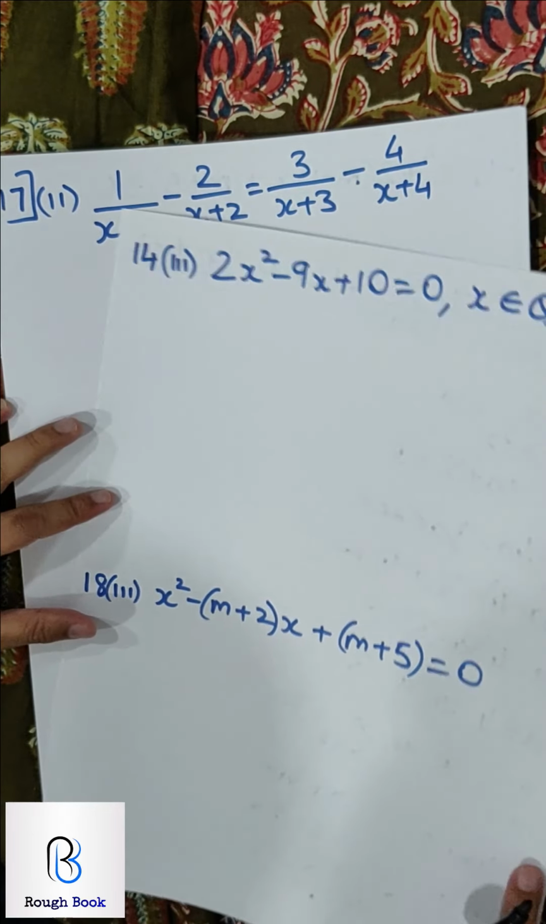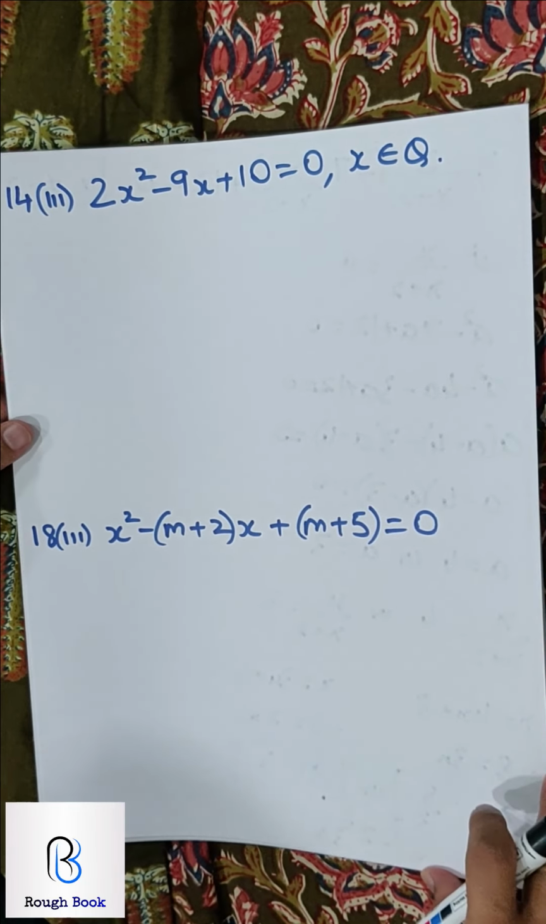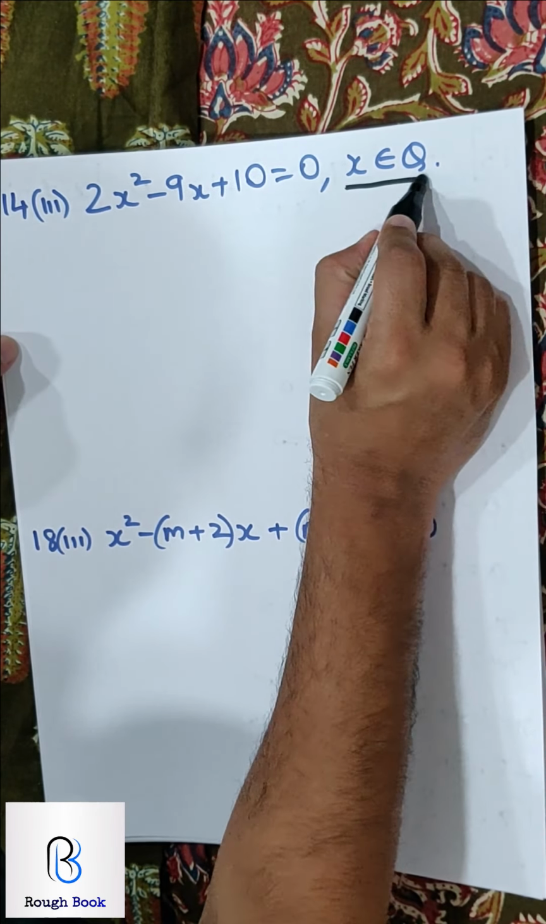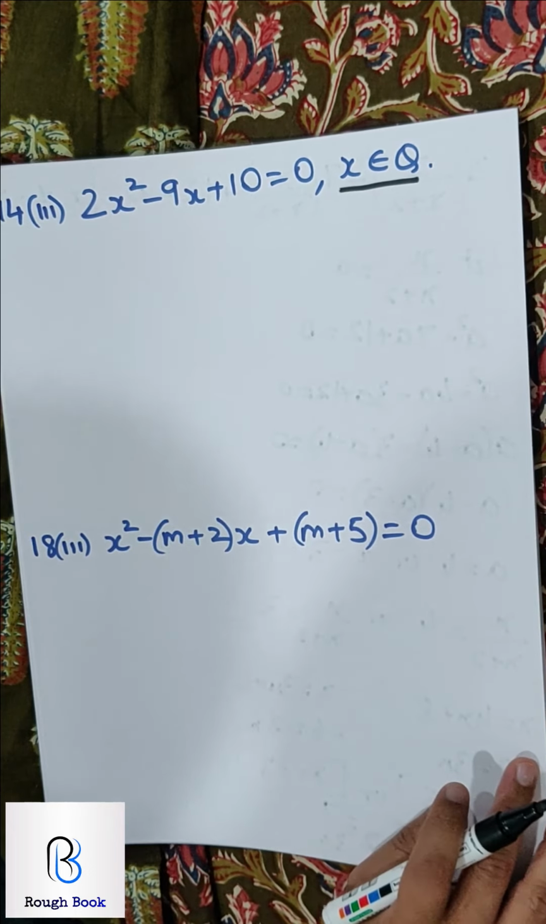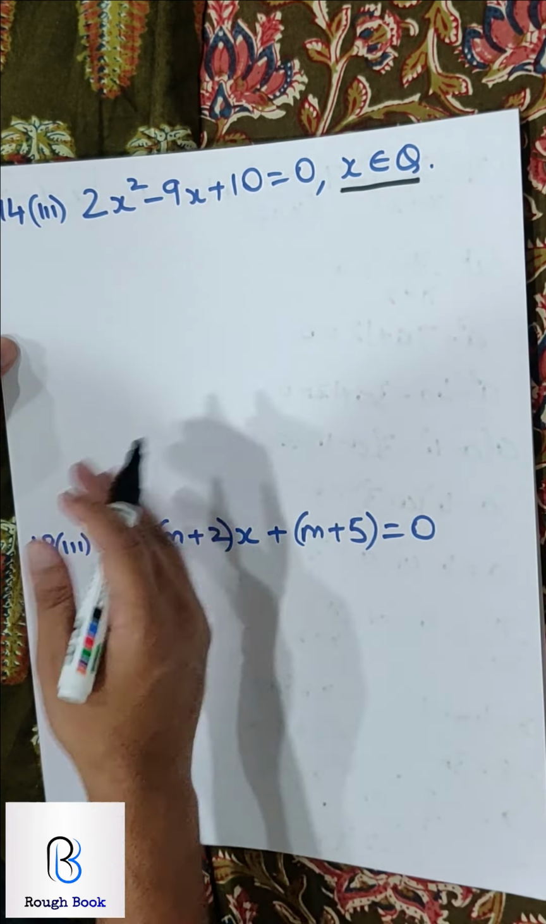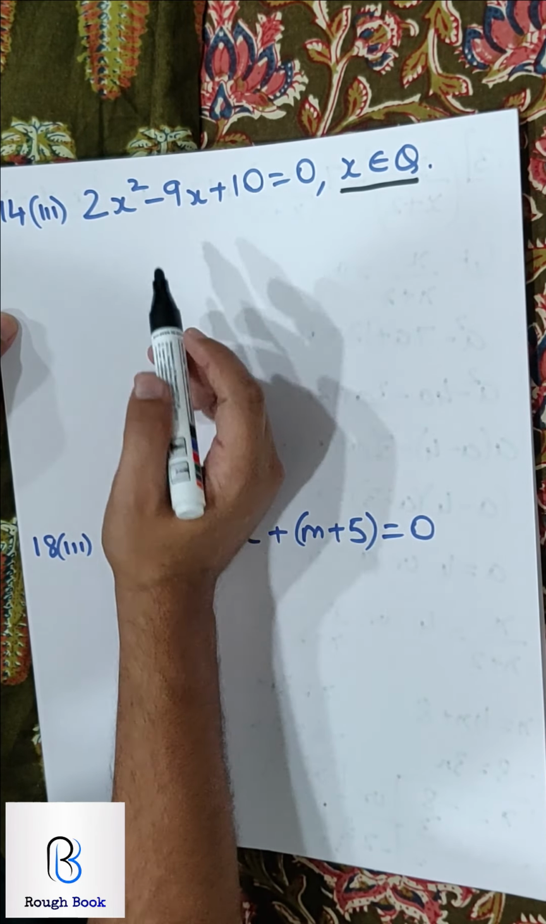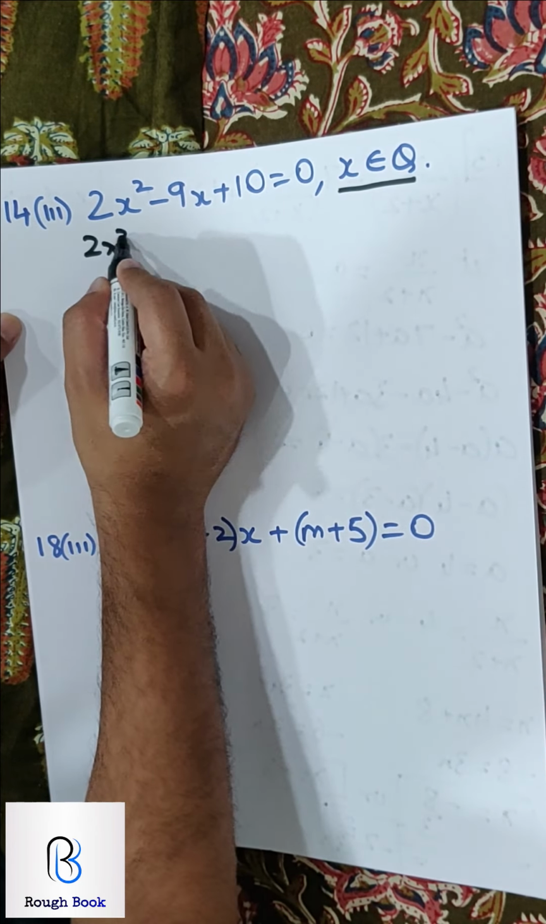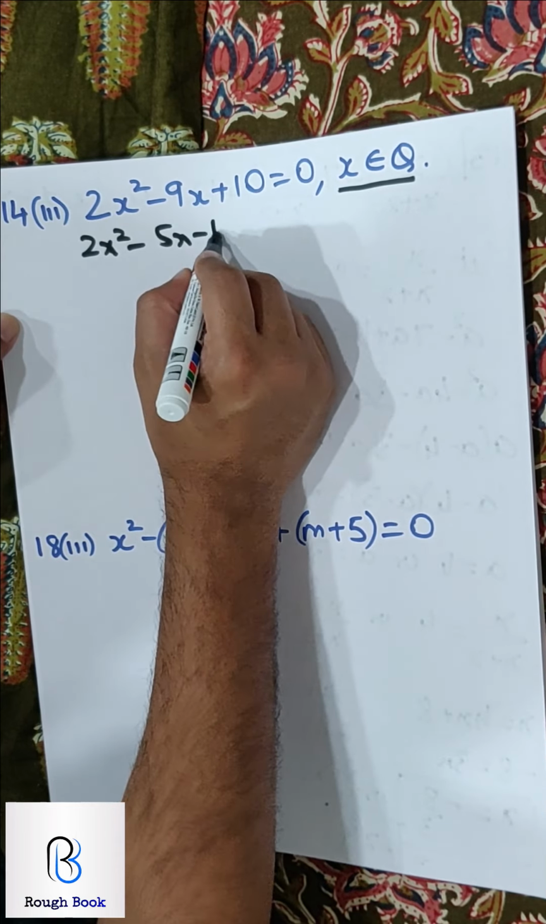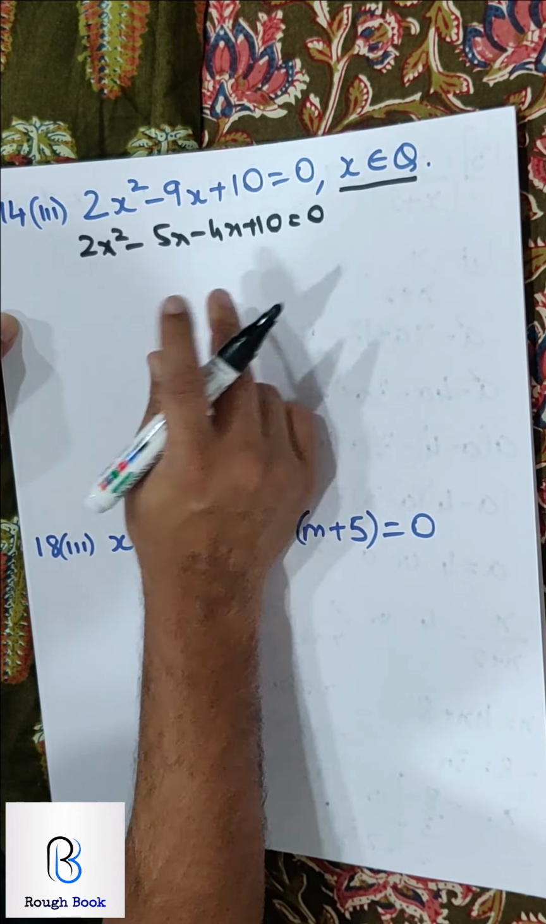Sum number 14 part 3. Come on everybody. They say x belongs to rational numbers. So when they say it belongs to rational numbers, decimals, fractions, everything should be accepted. Now 20. So 5 and 4. I can split the middle term directly. Minus 5 minus 4. So 5 and 4 make 9.